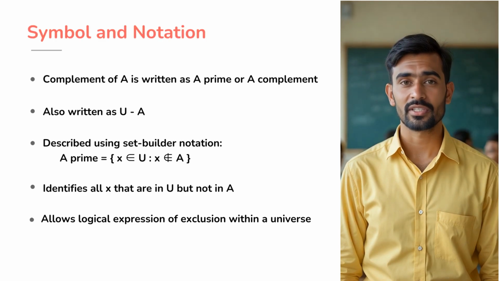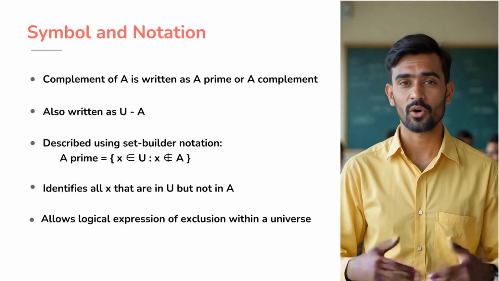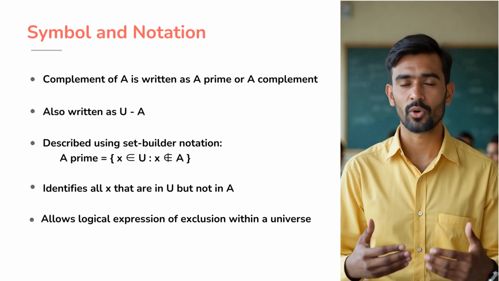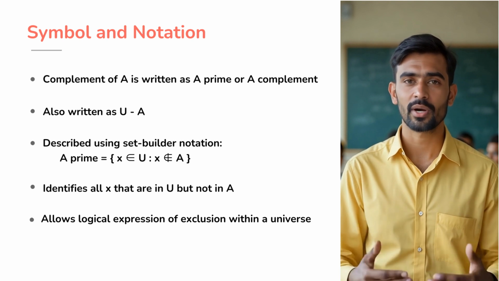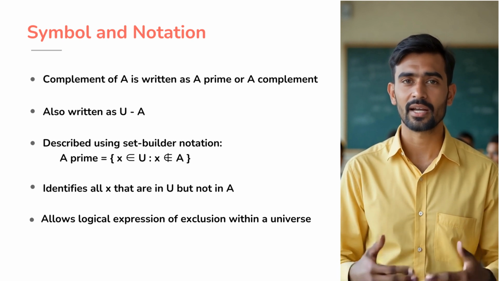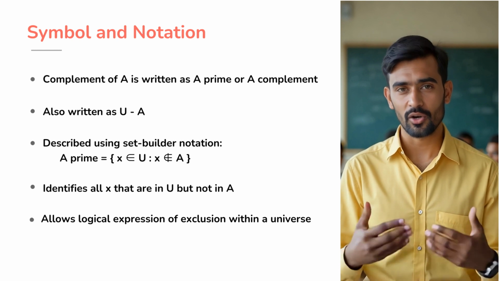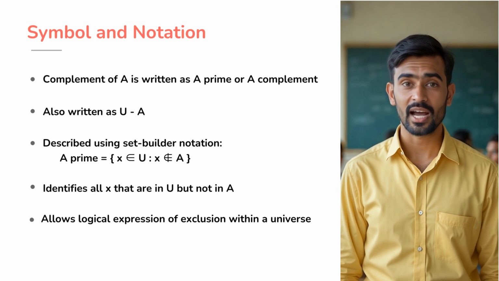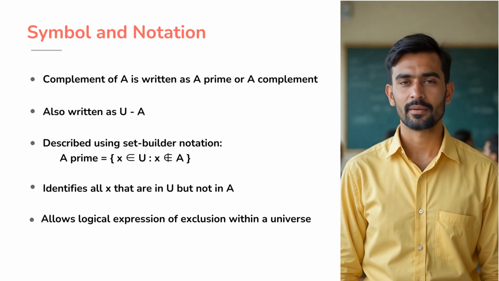The complement of a set A is written as A prime or A complement. It is represented as A followed by an apostrophe, or sometimes as U minus A. Mathematically, it is written as A complement equals the set of all x such that x belongs to U and x does not belong to A.